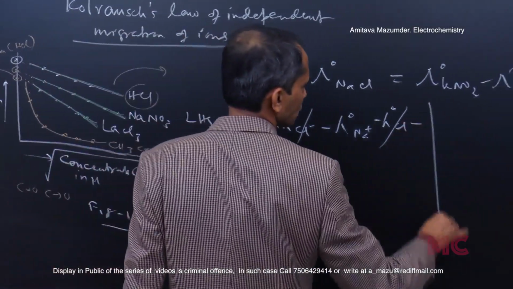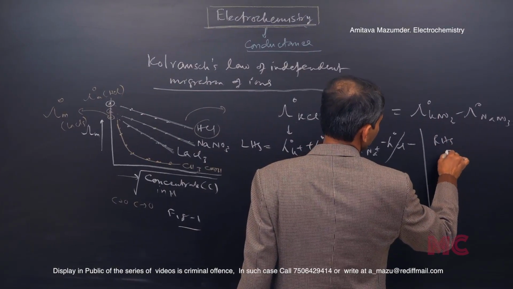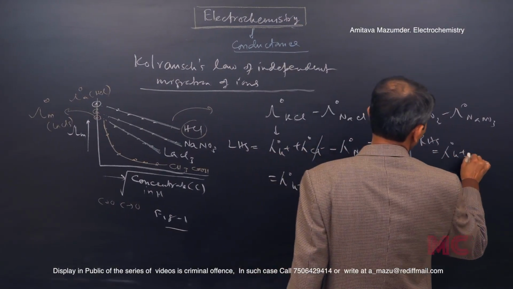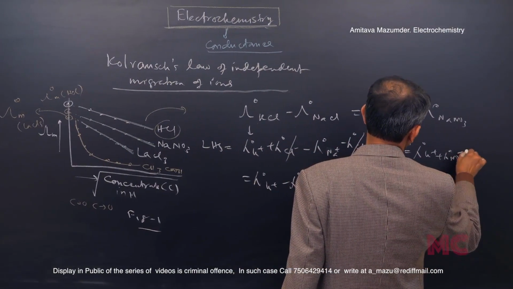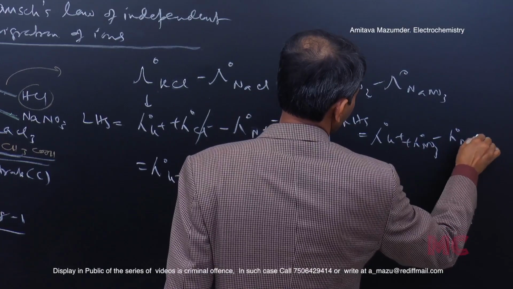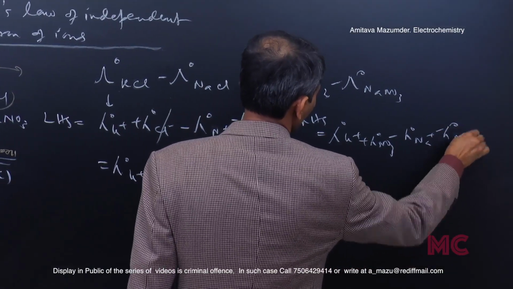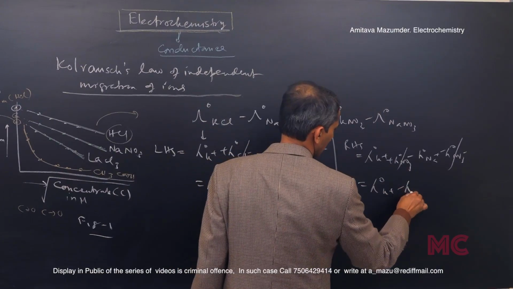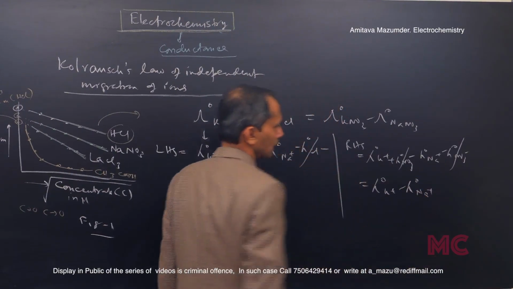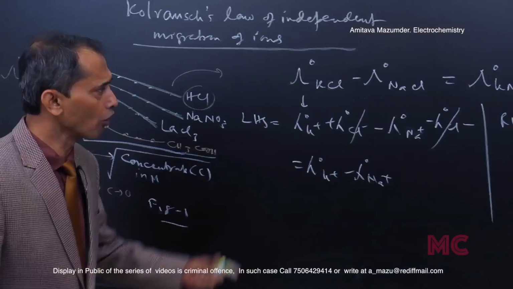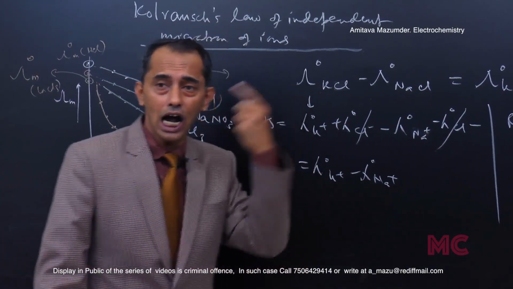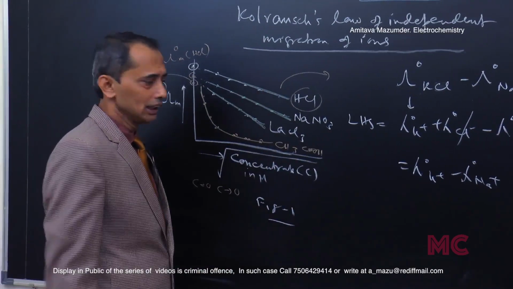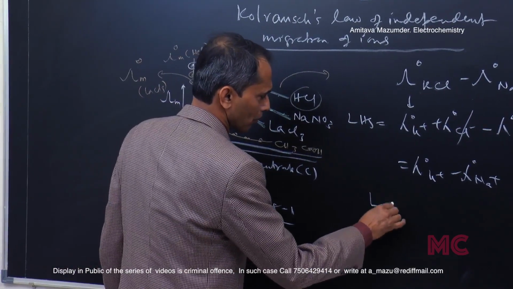If you talk about the right hand side, RHS, you also get the same: lambda naught K plus, lambda naught NO3 minus, lambda naught Na plus minus lambda naught NO3 minus. Quite naturally this cancels out to get lambda naught K plus minus lambda naught Na plus. It means that left hand side equals right hand side. So these values are equal.